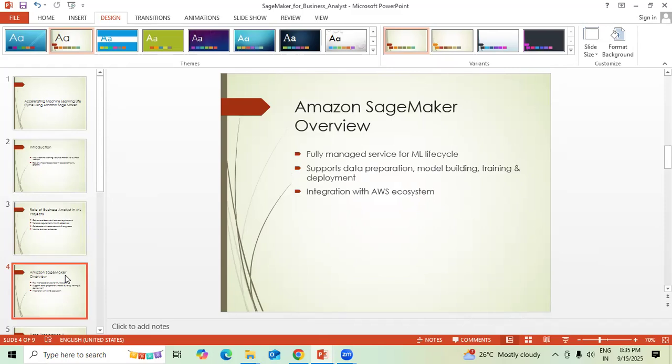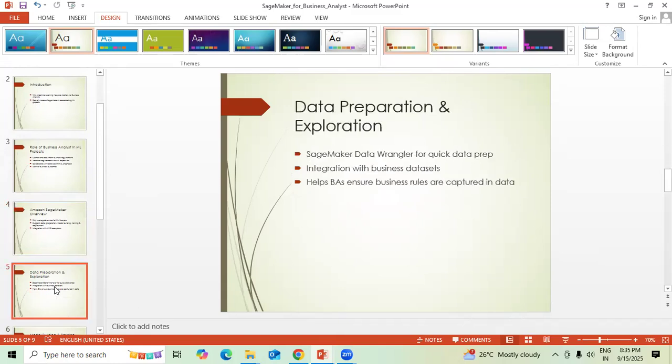So we must integrate with the AWS ecosystem, which is majorly a managed service for any machine learning life cycle, majorly to support data preparation, model building, training and deployment. Everything can be done using Amazon SageMaker. This is where we see the advantages of Amazon SageMaker. At the same time, Amazon SageMaker is also used for data preparation and exploration, wherein if you want to do quick data preparation or integrate with any business data sets defined for us, everything can be done using SageMaker.